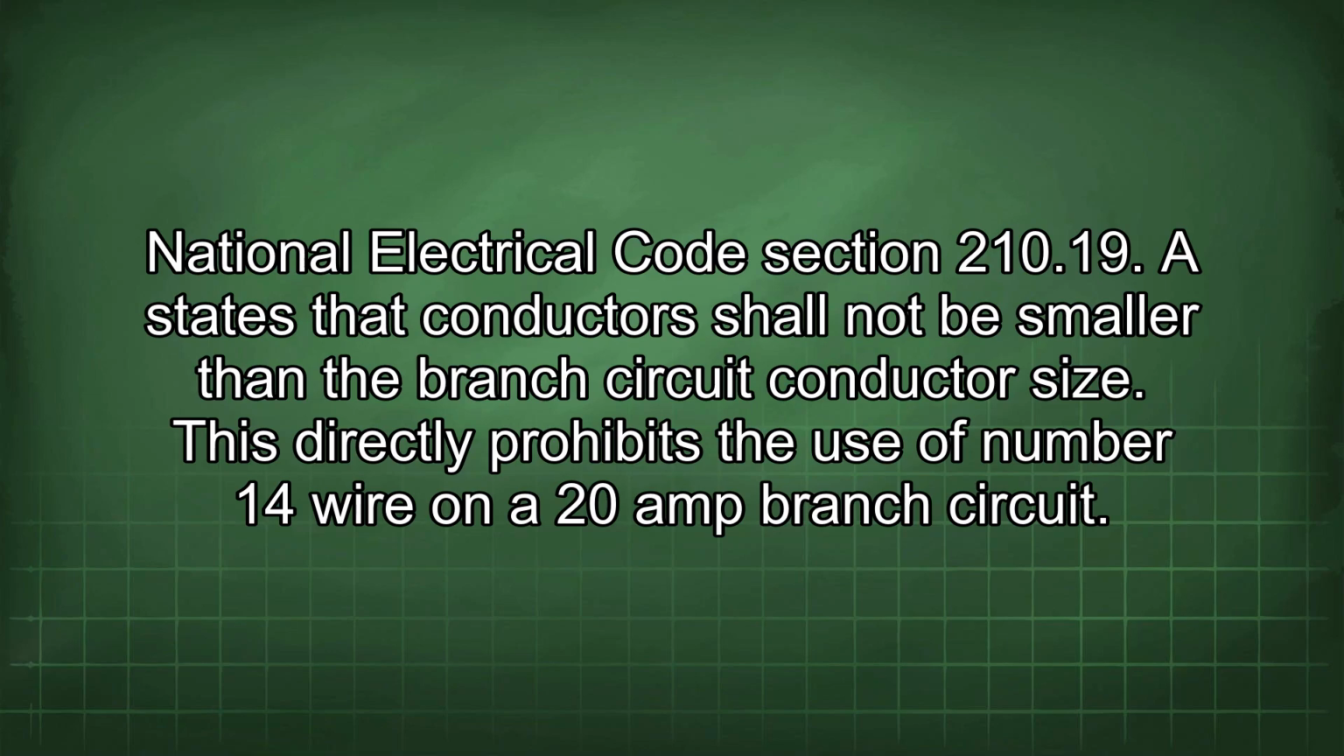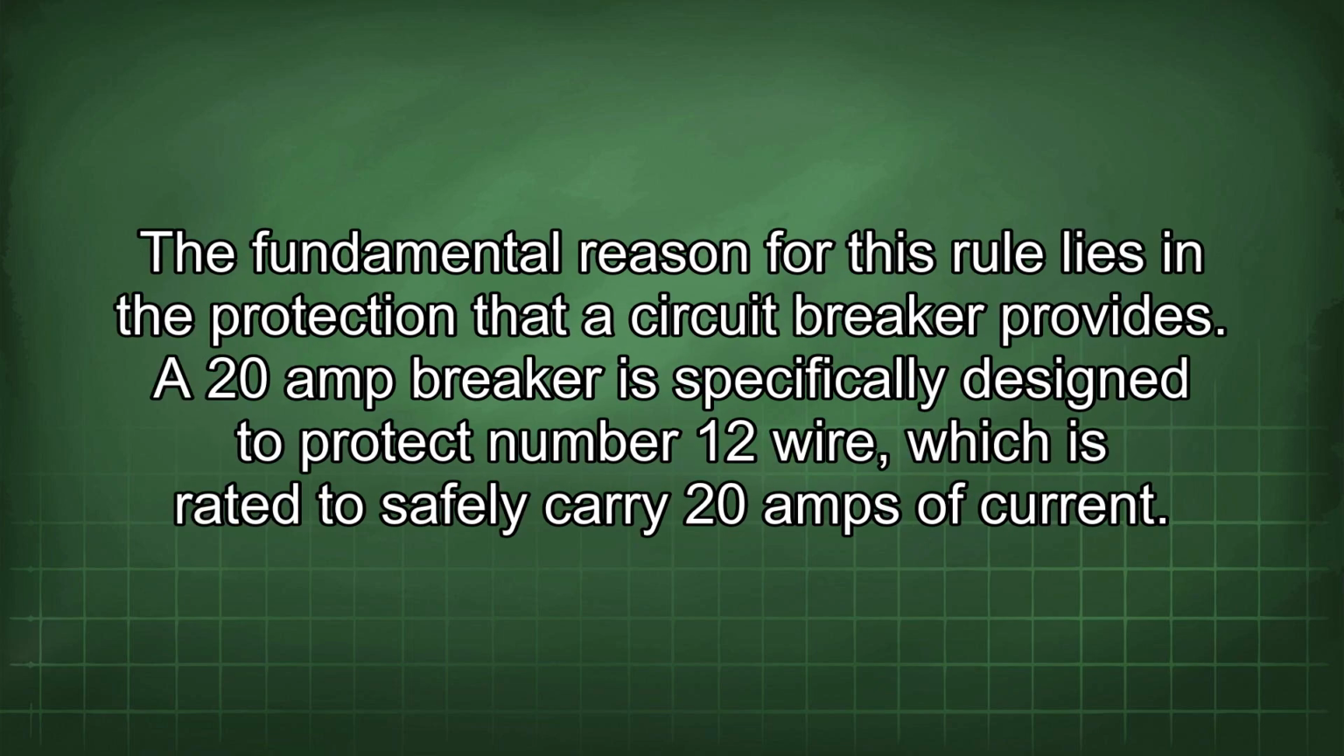National Electrical Code Section 210.19 states that conductors shall not be smaller than the branch circuit conductor size. This directly prohibits the use of number 14 wire on a 20 amp branch circuit. The fundamental reason for this rule lies in the protection that a circuit breaker provides.